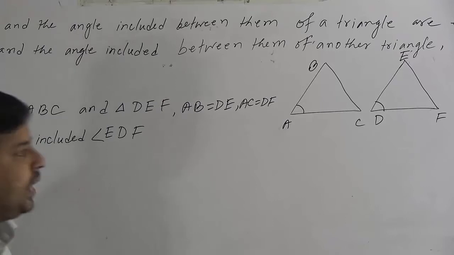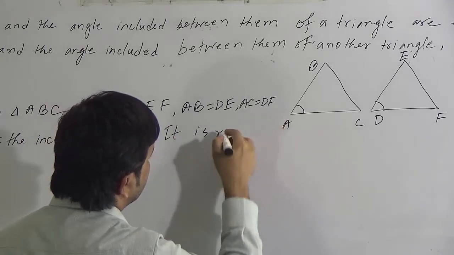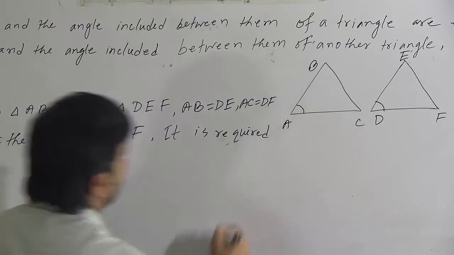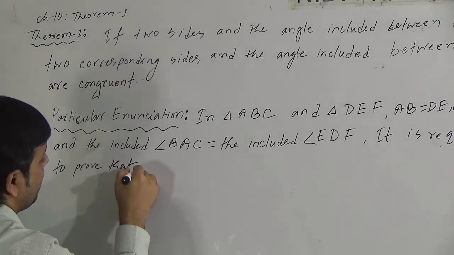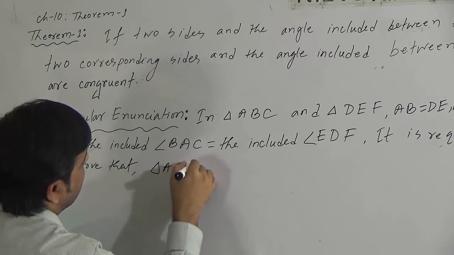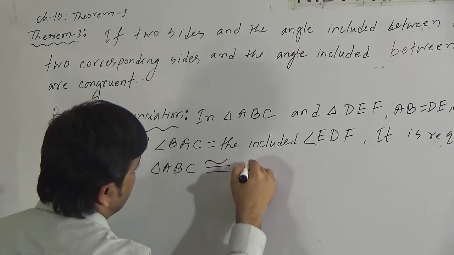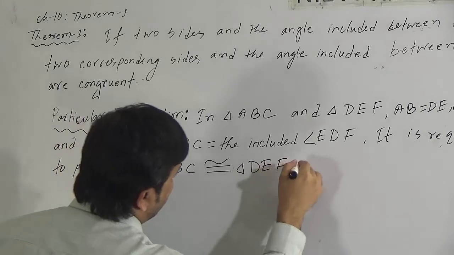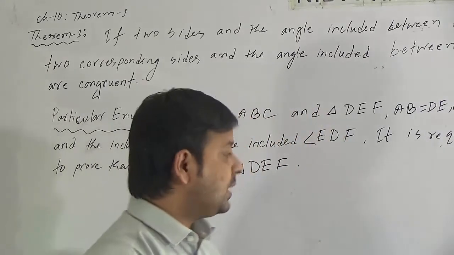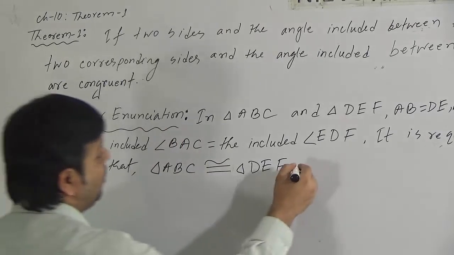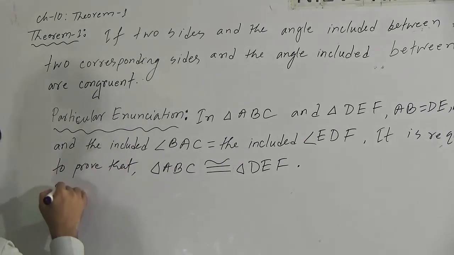It is required to prove that triangle ABC is congruent to triangle DEF. We need to prove that the triangle ABC is congruent to triangle DEF. Dear students, to prove this, construction is not needed here. From the given figure we can prove. So we can write here directly the proof.